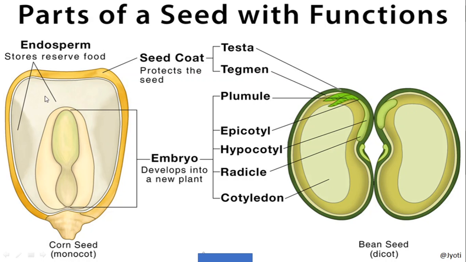Now come to the monocot seed. On the left side, you can see the monocot seed. The monocot seeds generally have the endosperm. They don't have the fleshy cotyledon. They have a single cotyledon. You can see it is present here. This single cotyledon is often scale-like and it is called scutellum. So it has only one cotyledon which is membranous and it is called scutellum, and besides that it has a seed coat, that is testa and tegmen.